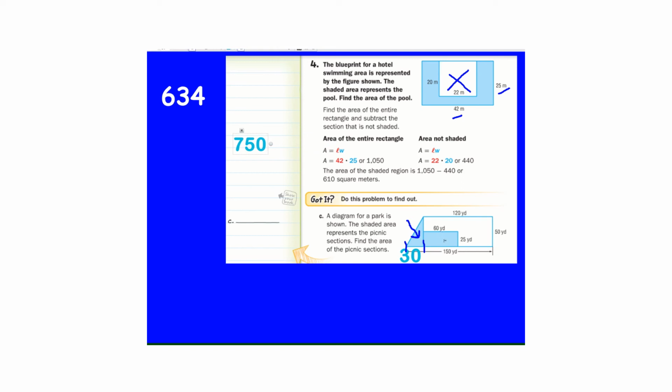Now we need the area of the smaller, the blue rectangle piece here. So we have 60 times 25, and 60 times 25 is 1,500. So I need 1,500 plus the 750, and we get 2250. So 2250 square yards. Hopefully you got that.